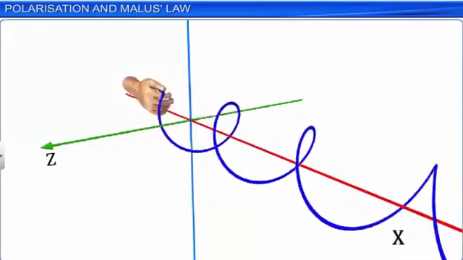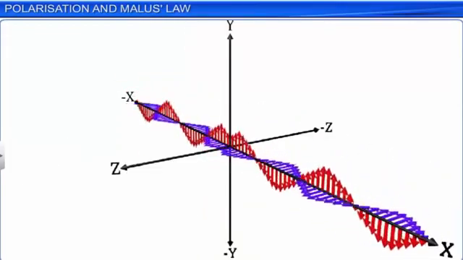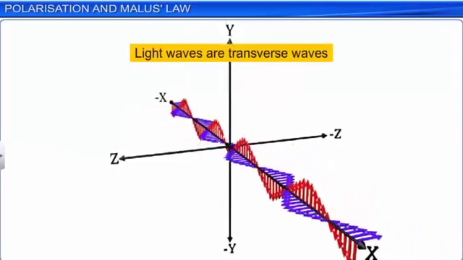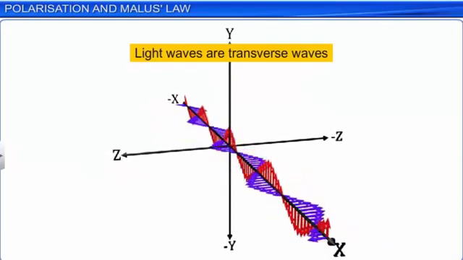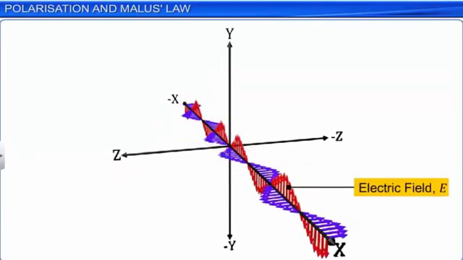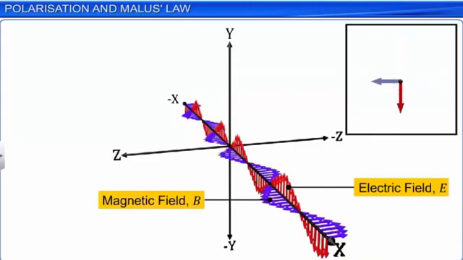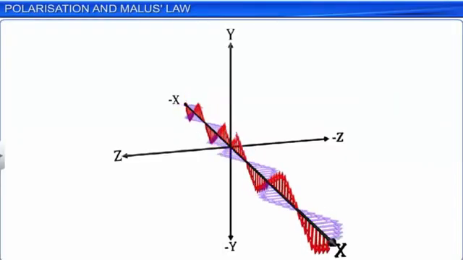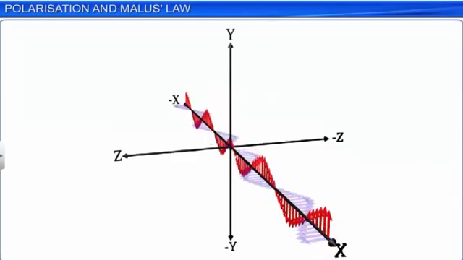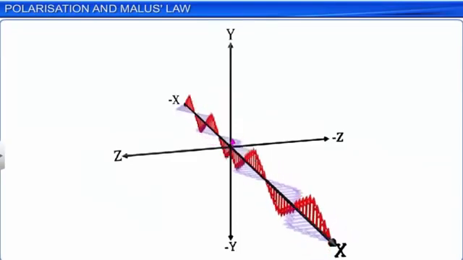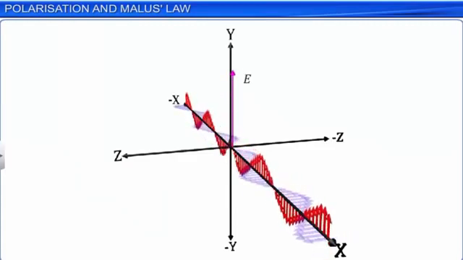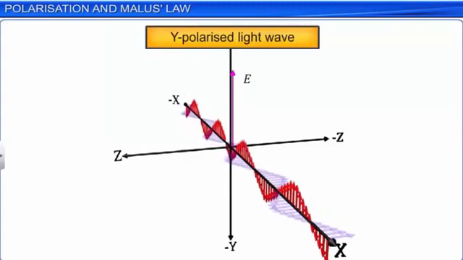Now let us study about light waves. Light waves, which are electromagnetic waves, are transverse waves, with the electric and the magnetic fields oscillating perpendicular to each other and to the direction of propagation. In the case of light waves, the direction of the electric field E is the direction of the polarization of the wave. For example, if E is always along the y-axis, then the light wave is a y-polarized wave.